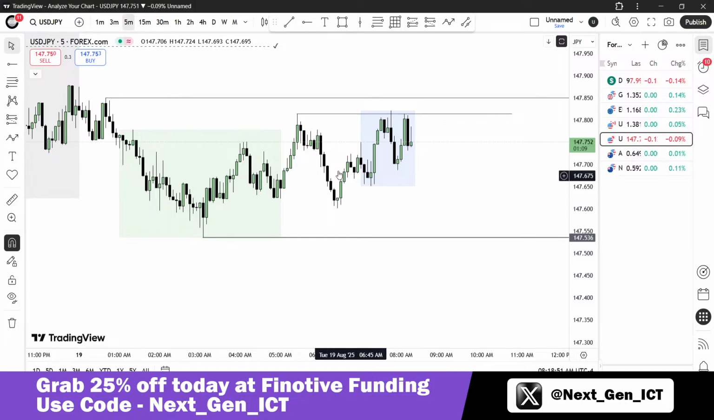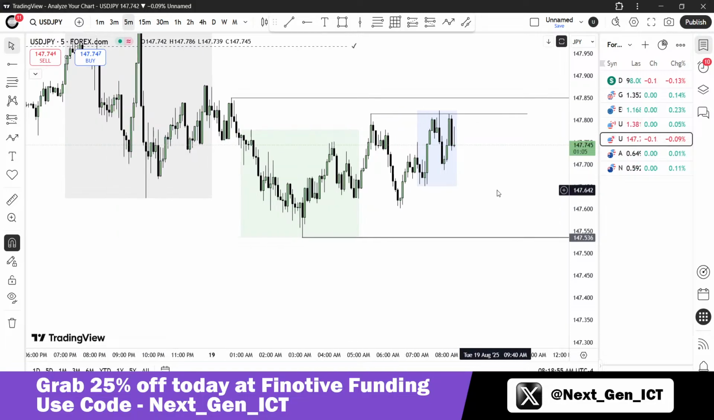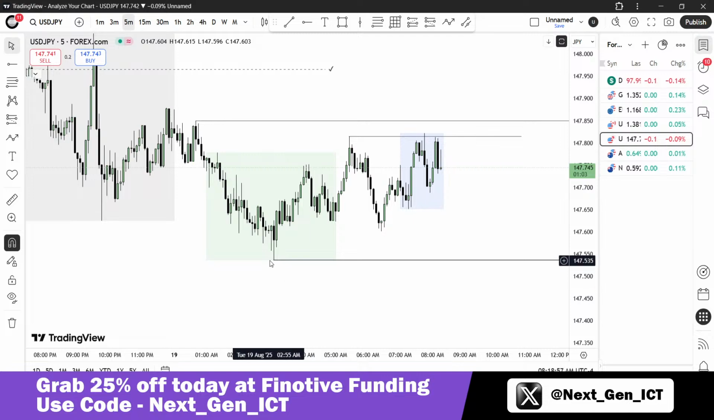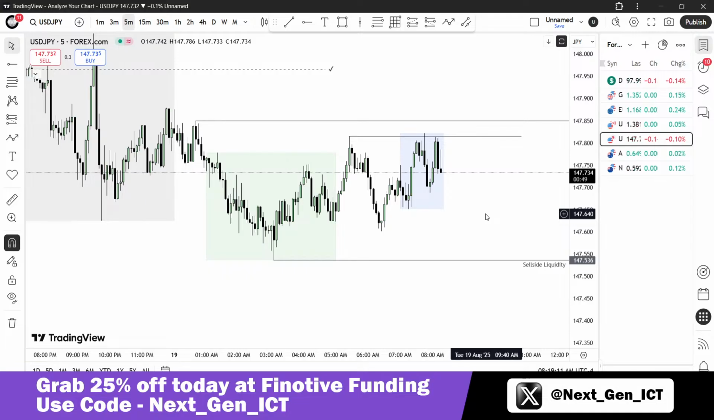Bro, this is still just hanging around that level. Let's just see if it's going to take out this low. And I'm 70% sure that it's going to take out this low. Let's just see if it happens or not. We have a daily open gap below.